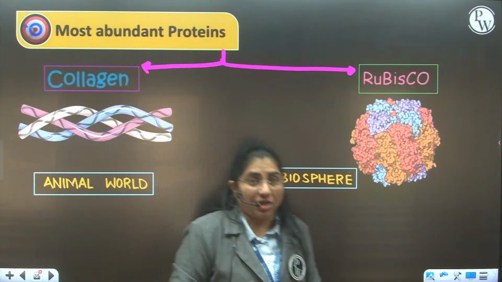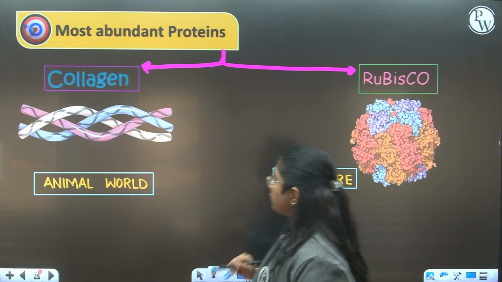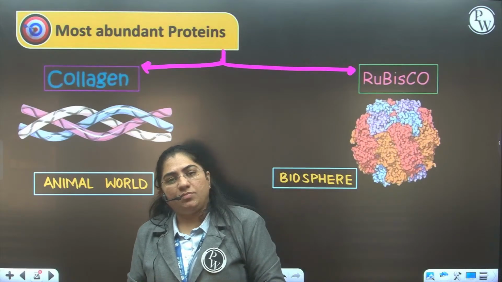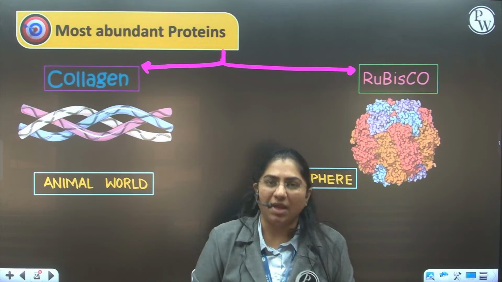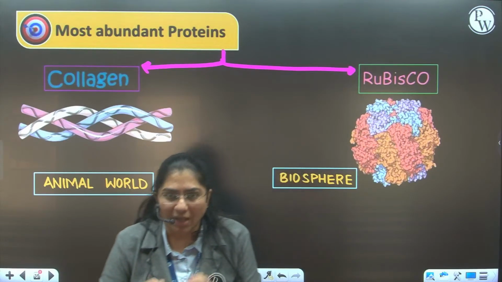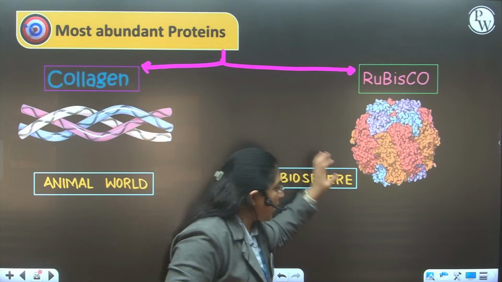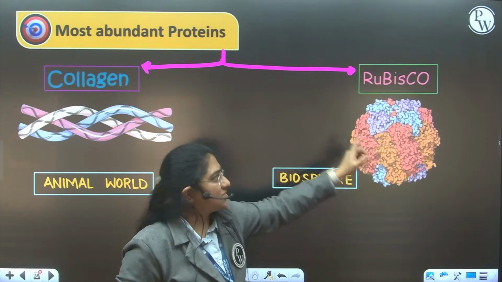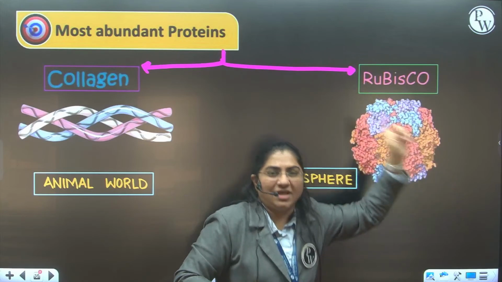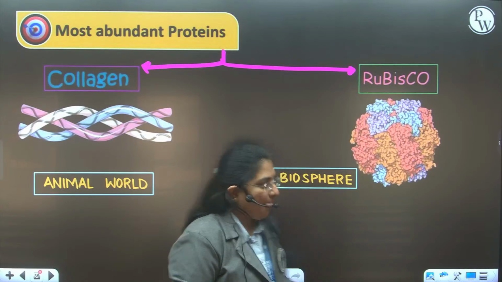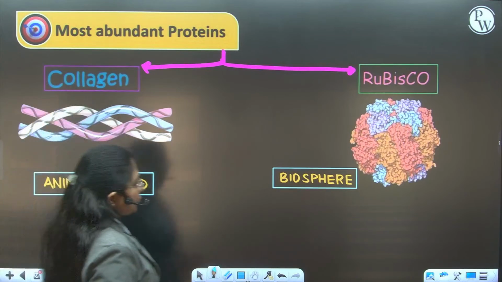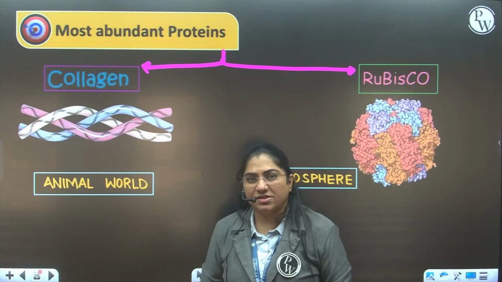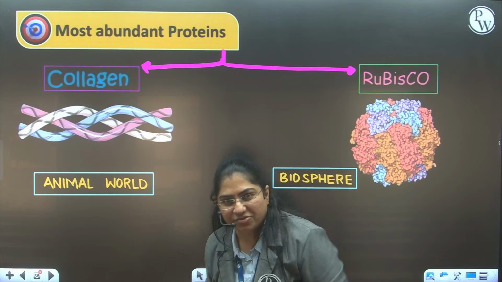Now, this is about the structure of protein, which can come as match the columns. Moving ahead to which are the most abundant proteins. Now, the most abundant protein could be in the animal world or in the biosphere. When we are talking about the biosphere, the most abundant protein is rubisco. Can you tell the full form of rubisco? Yes, ribulose bisphosphate carboxylase oxygenase. You will study about it in botany. Whereas, if we talk about the most abundant protein in the animal world, in our body, it is collagen. Collagen, again in structural organization, we know it forms the intercellular matrix. Okay.